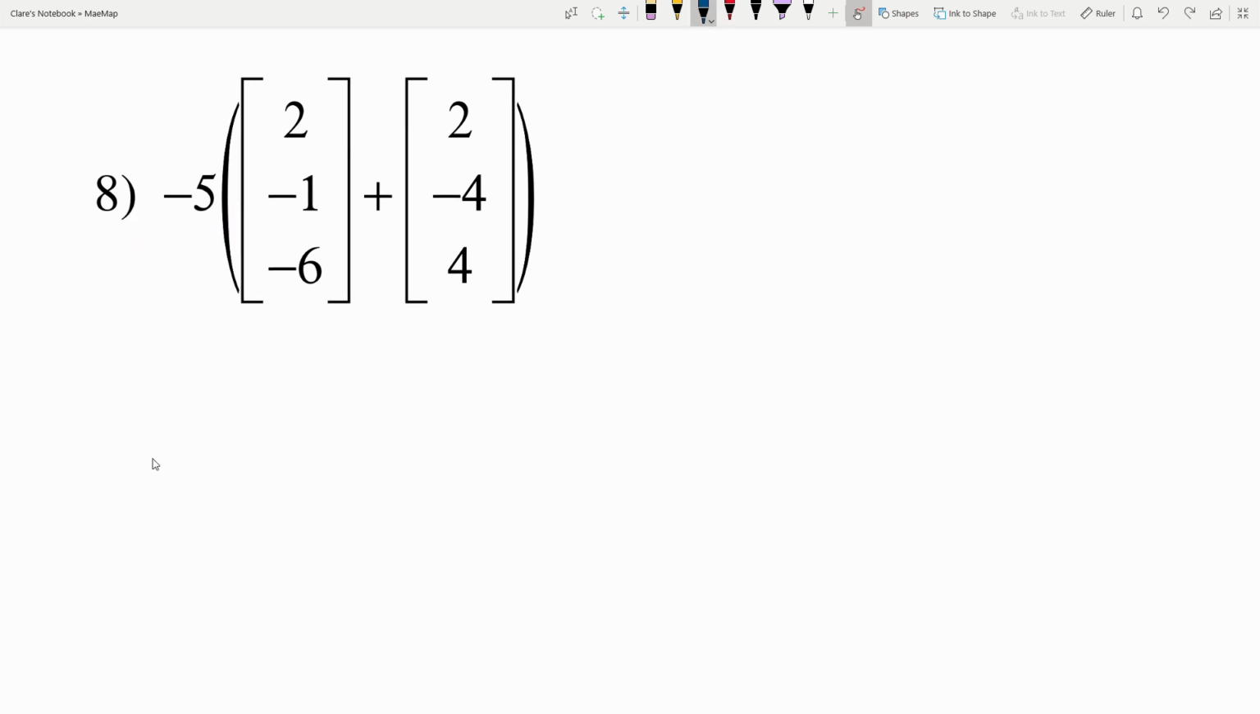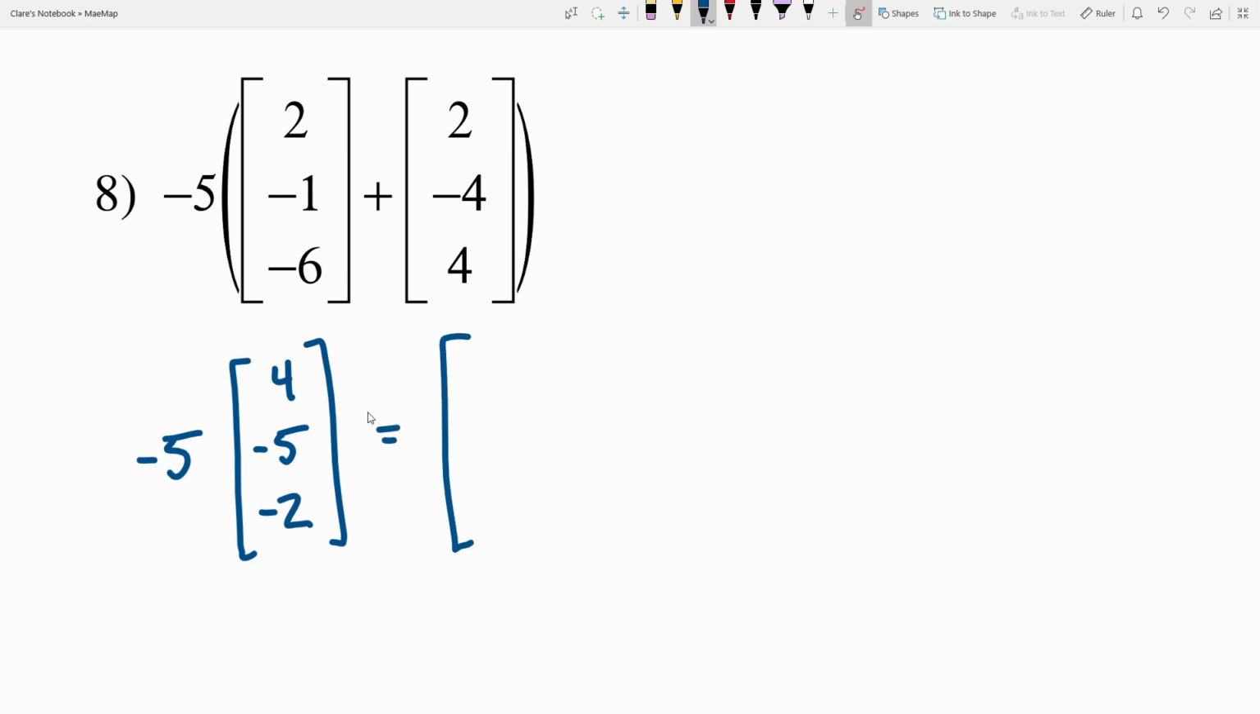So let's rewrite -5 over here. And now let me add my two matrices together. 2 plus 2 will give me 4. -1 plus -4 will give me -5. And then -6 plus 4 will give me -2. Now I'll just multiply everything by -5.